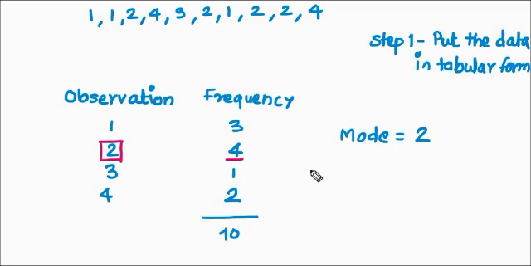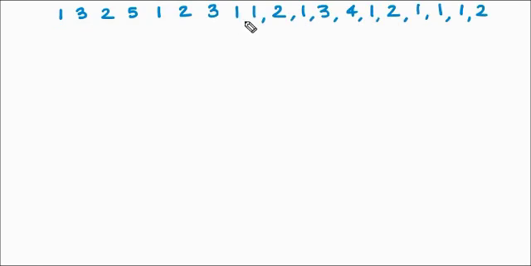So mode is defined as the observation that occurs the most number of times. Let's take one more example. This time we have victory margin. So the data is as given below. So these are the victory margins in various matches.